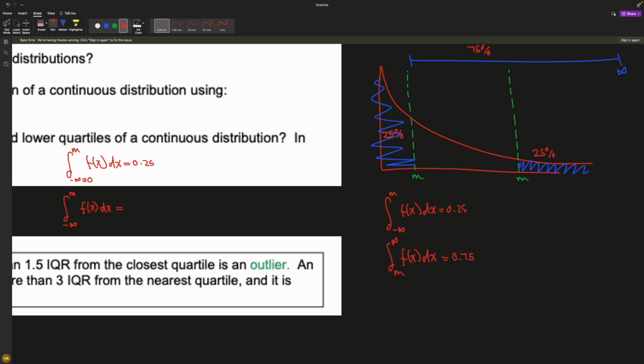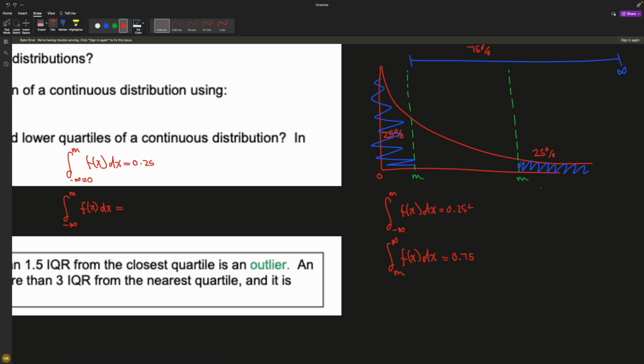And that would still give me the same thing. I'm solving for m, the point at the 25% mark. So this would be the same thing. Just understand your bounds. Your bounds matter and what you equal it to. Whatever your bounds are, they should cover what you're equaling it to. So you see here, from negative infinity to m, which is from 0 to m, that covers 25%. And this one, from m to infinity, that one is 75%.